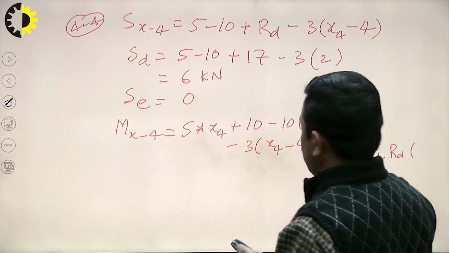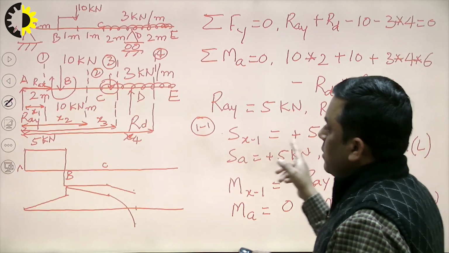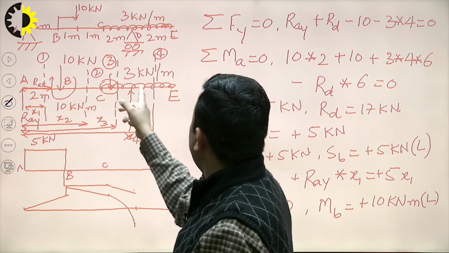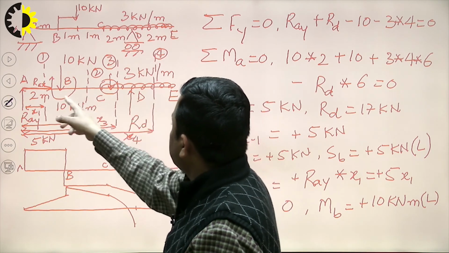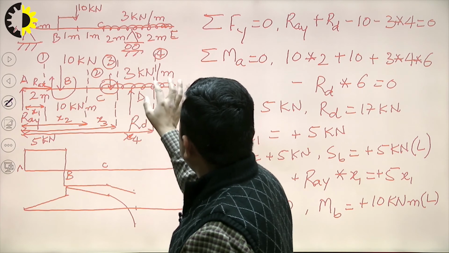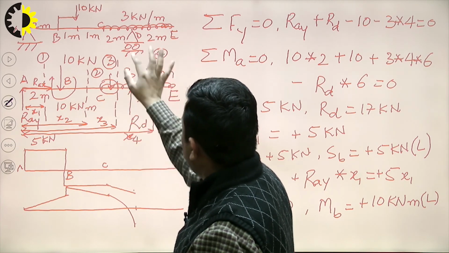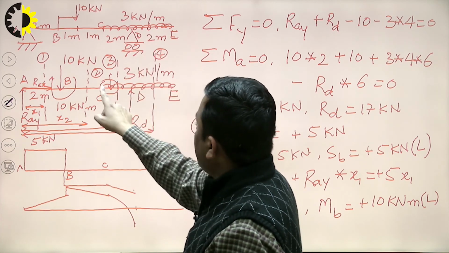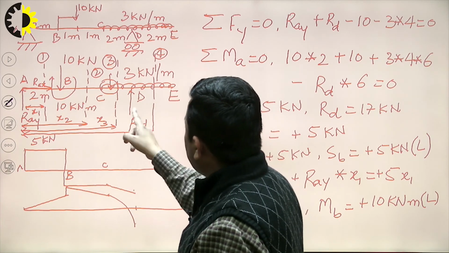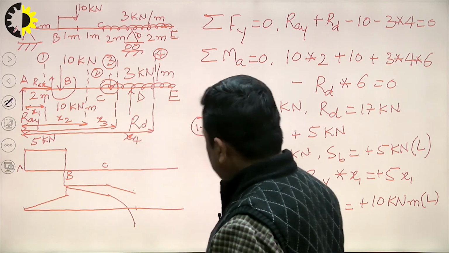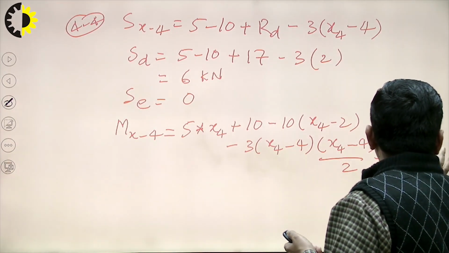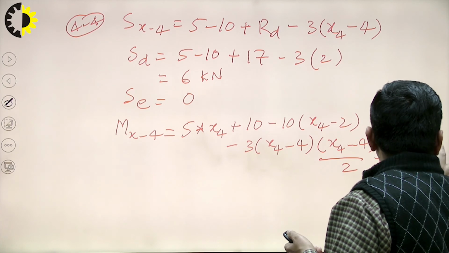All these terms must be clear. Okay? 5 into x4, 10 into x4 minus 2, the distance between B to section plane, then this 10 kilonewton meter, then 3 into x4 minus 4 is this UDL which is under consideration, and it will be at the midpoint, and the distance from the section plane will be x4 minus 4 by 2, and from RD it will be x4 minus 6. So, I am writing here x4 minus 6.